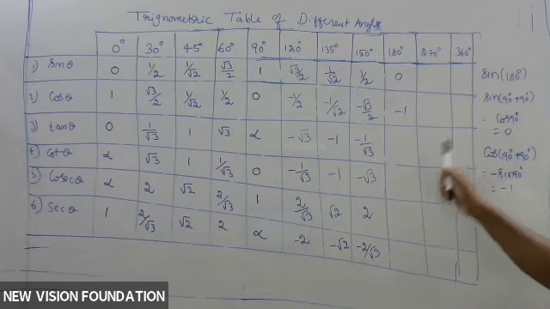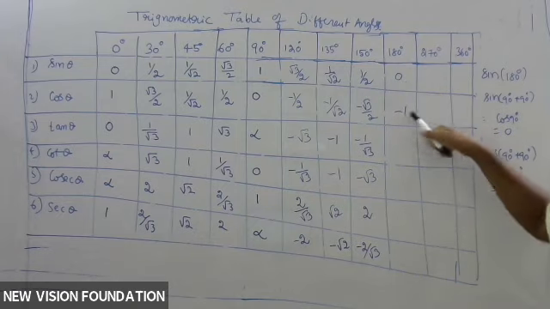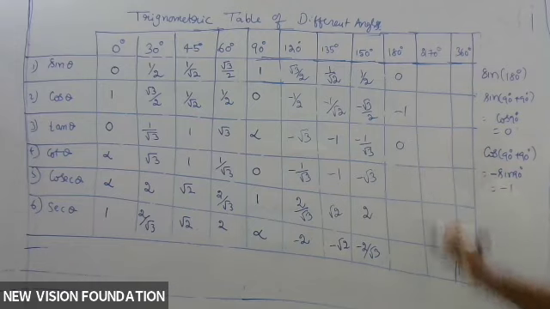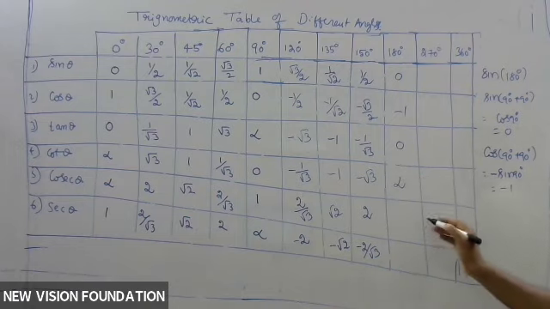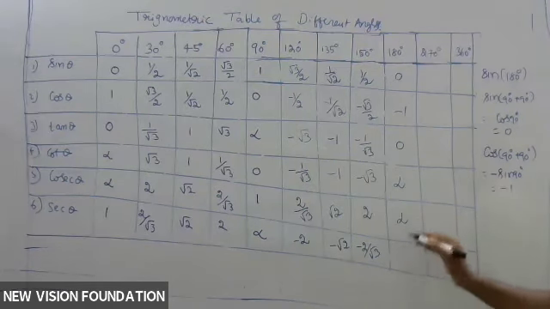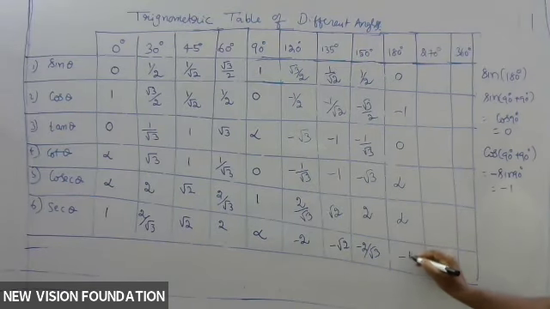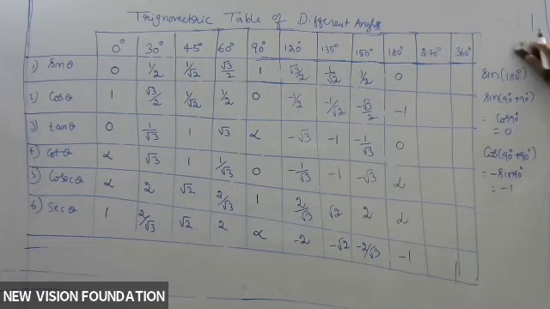Now, tan 180 degrees is sin 180 by cos 180, 0 by minus 1, that becomes 0. And cot 180 degrees is nothing but 1 by 0, that becomes undefined, and cosecant 180 degrees also is 1 by 0, that becomes undefined, and secant 180 degrees is 1 by minus 1, that becomes minus 1. In this way we will get the angles for 180 degrees.